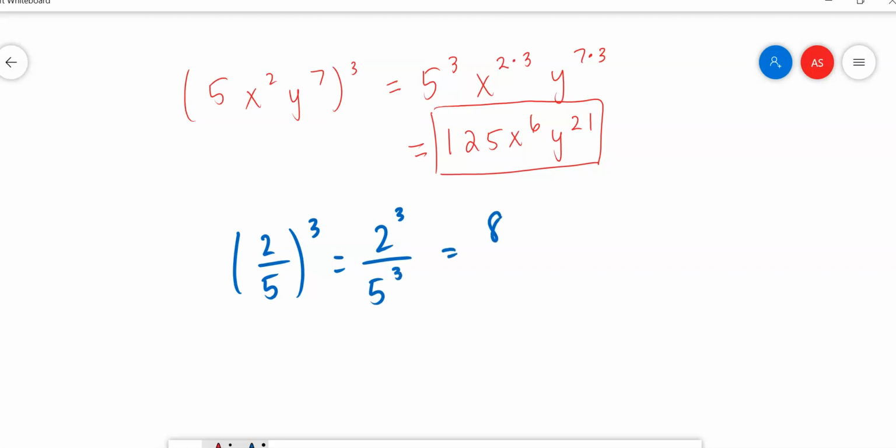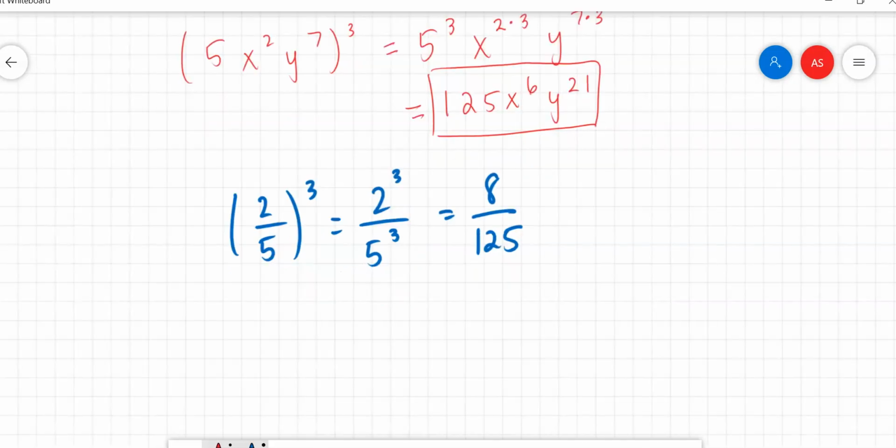So 2 to the 3rd is 8. 5 to the 3rd is 125. And because 125 is only divisible by 5, right, there's nothing we can do to reduce it. And 5 can't go into 8, so that's our final answer for that one.